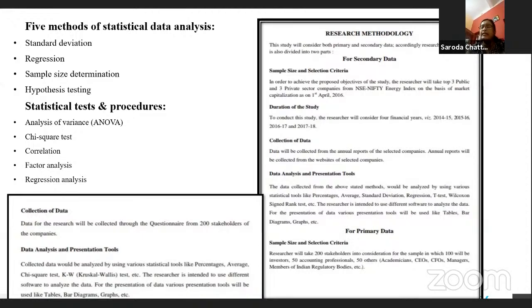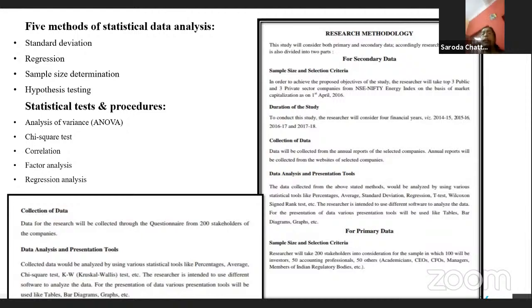Any statistical test the researcher wants to use will obviously be decided based on the objective, and then after discussion with the guide, the methodologies will be selected. These are the specific methodologies, or sample research methodology, given over here, where sample size, selection criteria, duration of the study, data collection details, and data analysis, how the researcher will pursue the data analysis, all the details are focused over here.